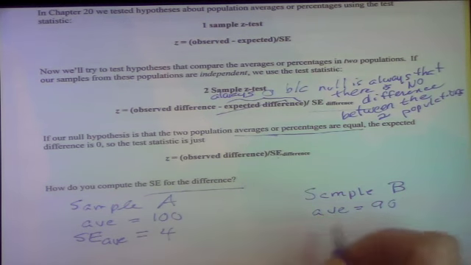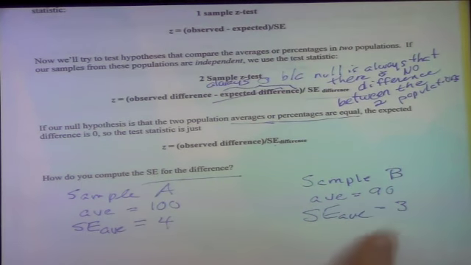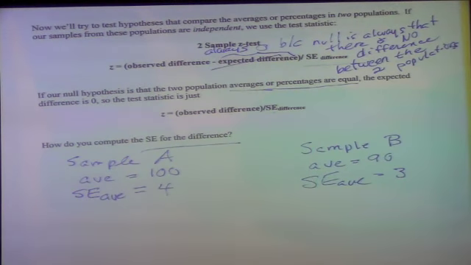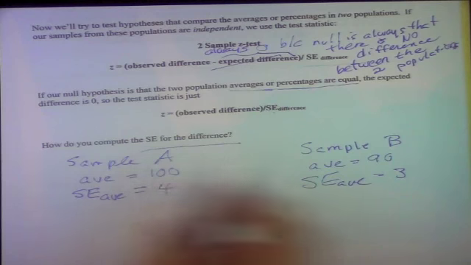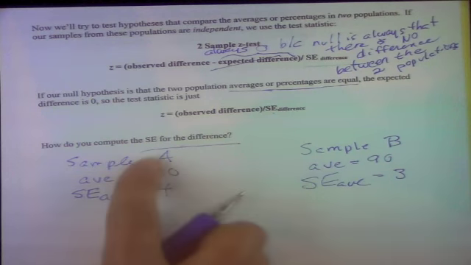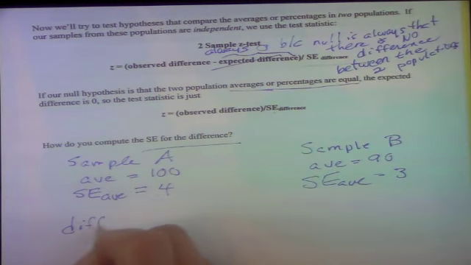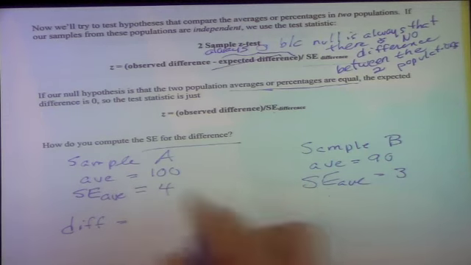I'm just making these numbers up, and let's say this one is 3. Okay? Now what's the standard error? How do we combine these two is the question. What are we even doing here? Well, when we look at the difference between A and B, we're looking at the difference between these two averages. It's 10. But the difference is going to be what?